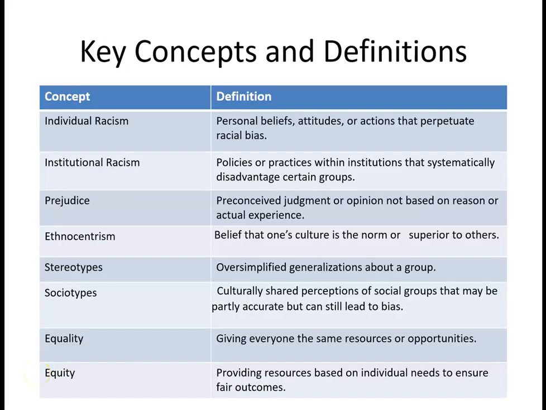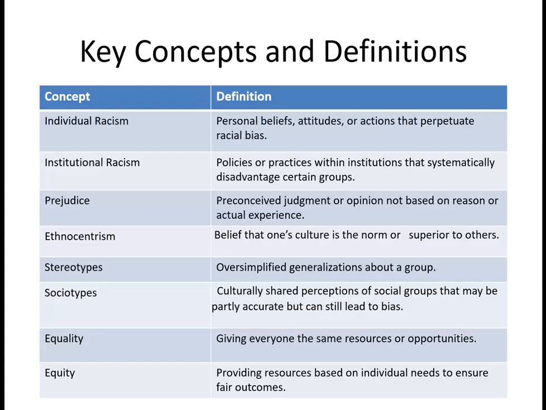Our key concepts and definitions. These are things that we really need to know what they mean when we're talking throughout this lesson. So I have this chart for you here. Let's look at individual racism. Those are your personal beliefs, attitudes, or actions that perpetuate racial bias. We'll get into more detail on all of these in just a minute. Institutional racism, those are policies or practices within institutions that systematically disadvantage certain groups.